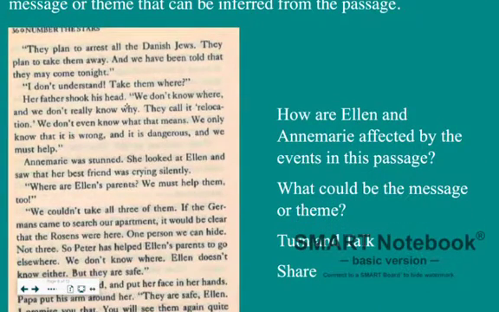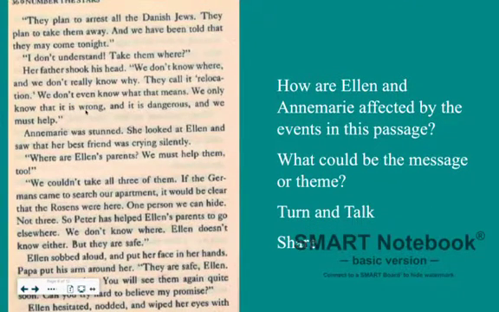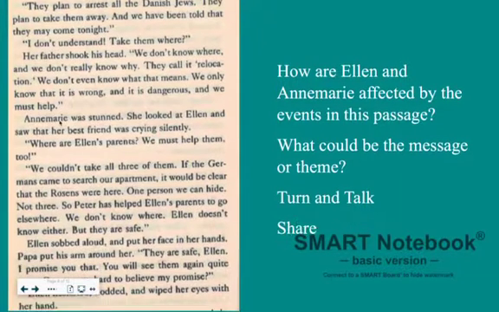They plan to arrest all the Danish Jews. They plan to take them away, and we've been told they may come tonight. I don't understand. Take them where? Her father shook his head. We don't know where, and we don't really know why. They call it relocation. We don't even know what that means. We only know that it is wrong, and it is dangerous, and we must help.